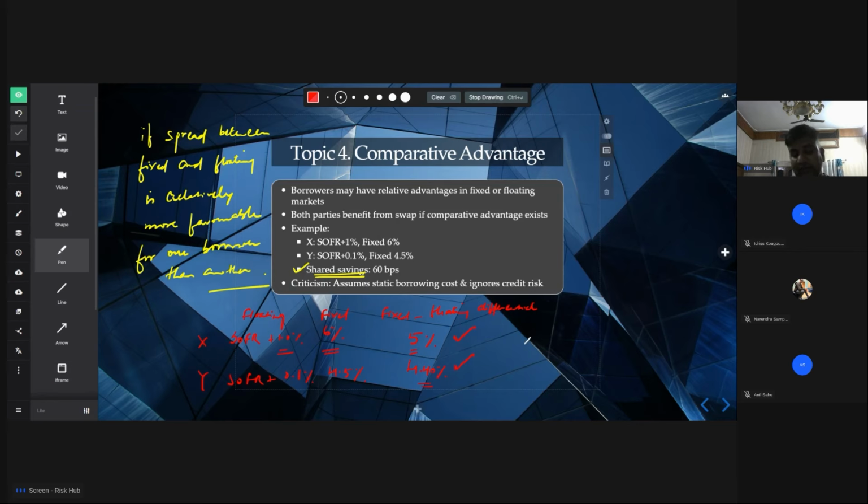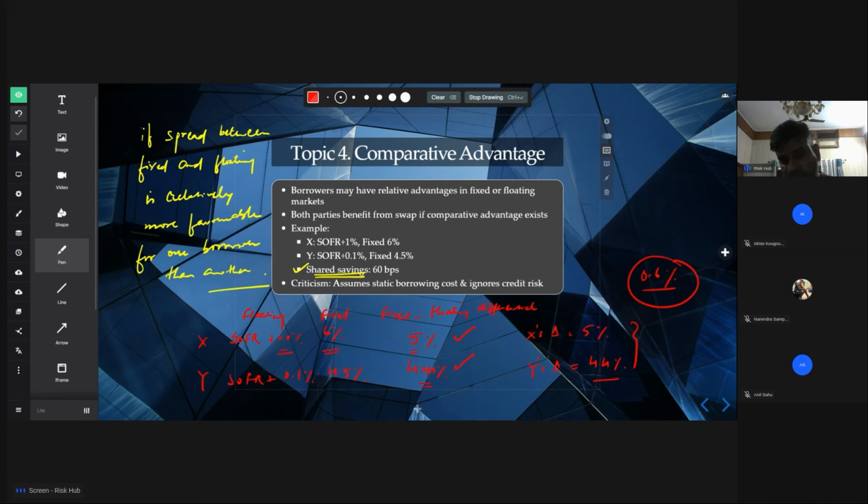So comparative advantage: if I look at X, X's differential is 5%. Y's differential is 4.4%. So what we see is that X has a larger gap of 60 basis points, meaning 0.6%. This 60 basis points, or 0.6%, represents the maximum shared savings if they swap. Now, if you're trying to structure this kind of swap, X will borrow at the floating rate and Y will borrow at the fixed rate.